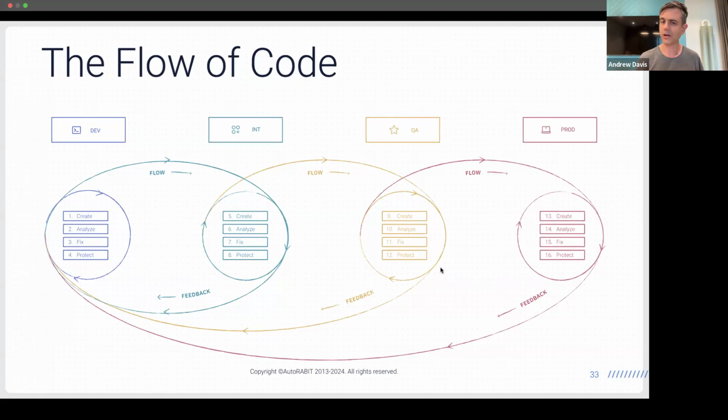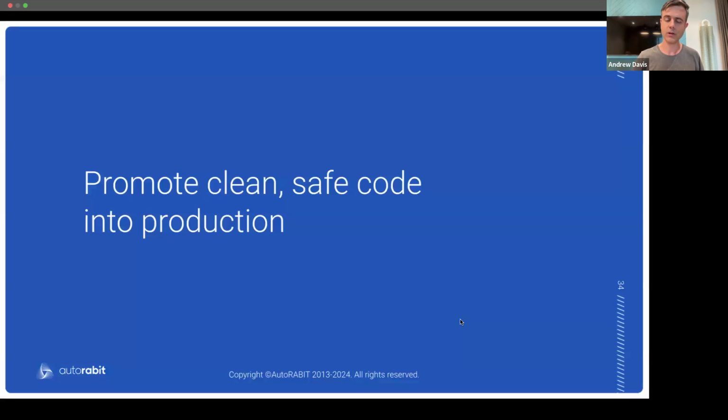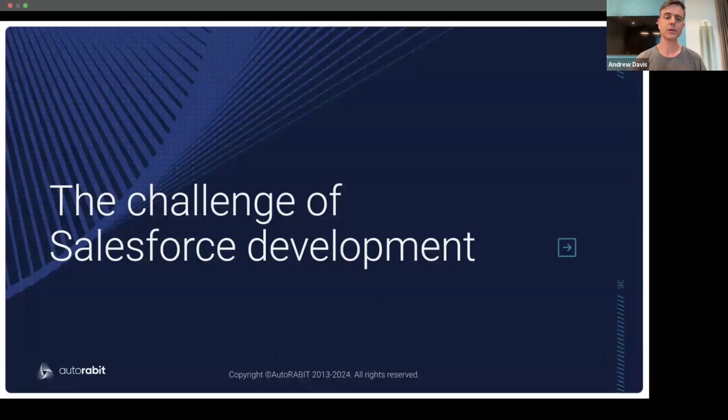state of flow, right? This smooth cycle, it's ideal, which means by definition, it never perfectly happens like that, but we can move towards it. And that's the other meaning of an ideal, is that you can move towards it progressively and continually. So one other way to summarize this is the idea of promoting clean, safe code to production.